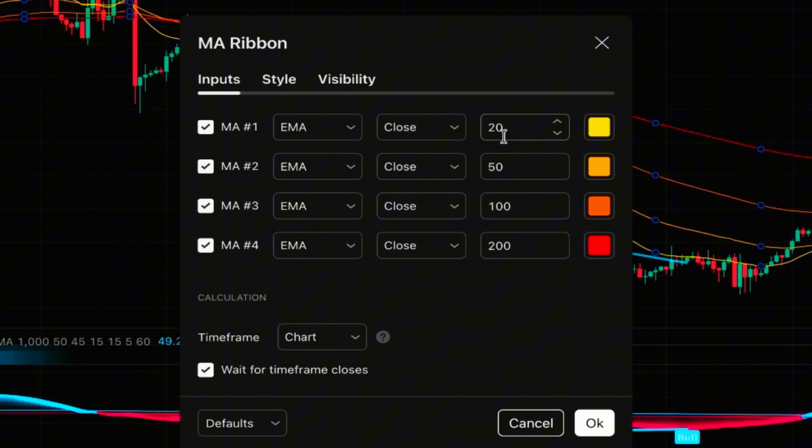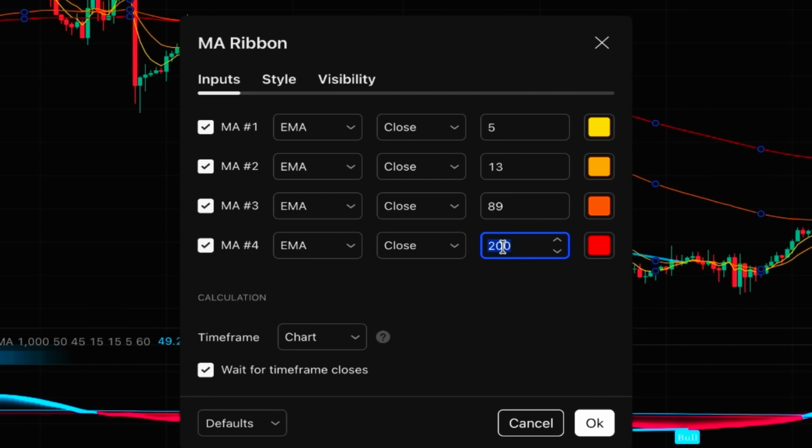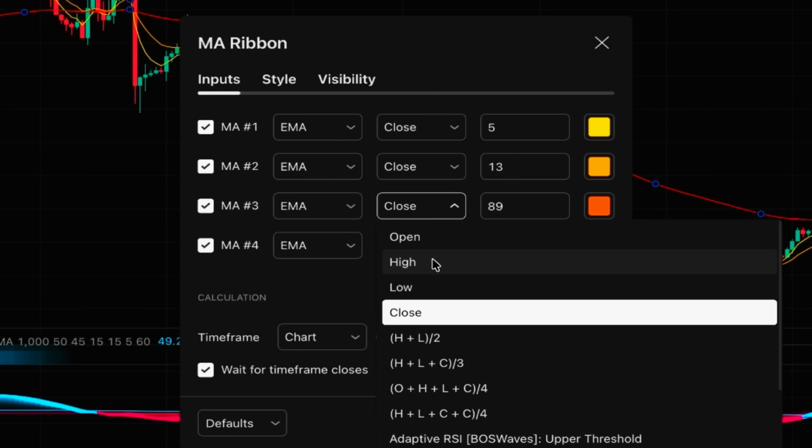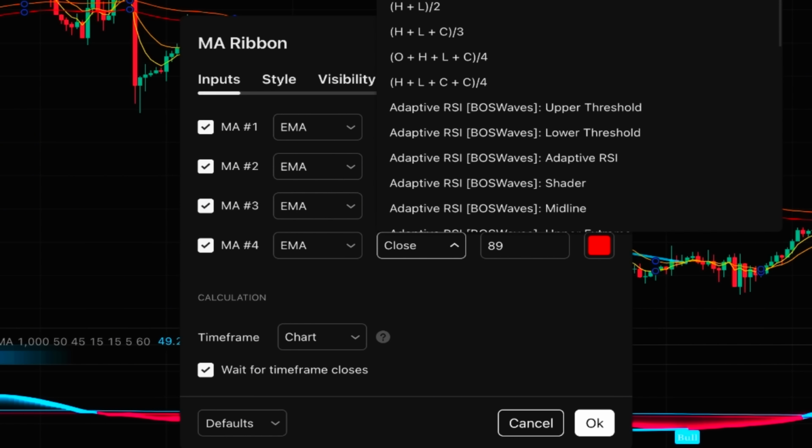And then for the first EMA, we set the length at 5. For the second EMA, we set the length at 13. For the third EMA, we set the length at 89. And for this EMA, also we set the length at 89. So here we have 2 EMAs with the same length, but one of them should be based on high and the other one based on low.